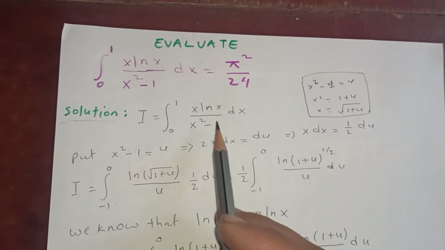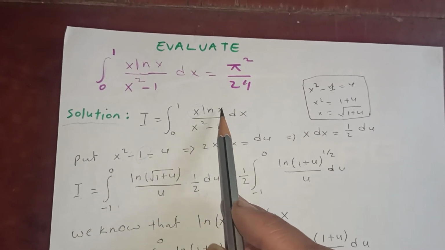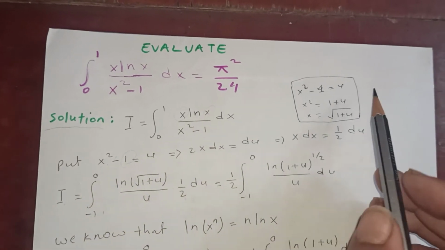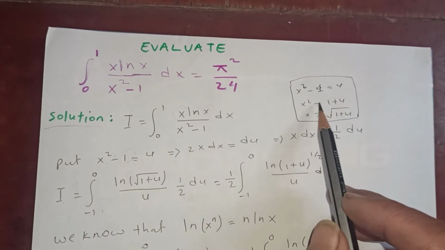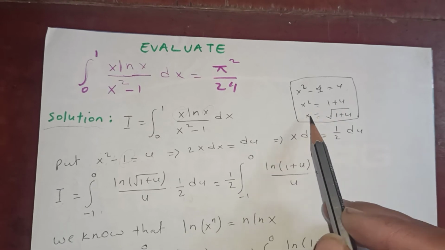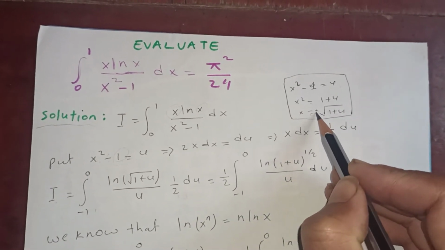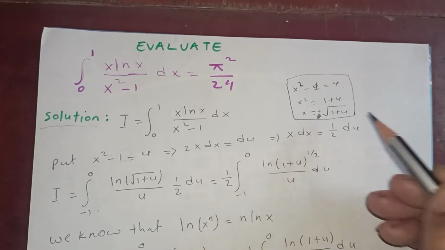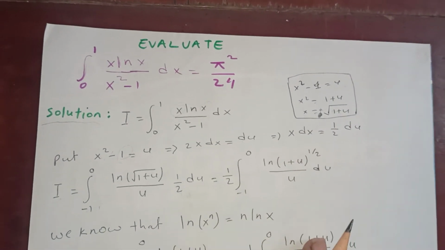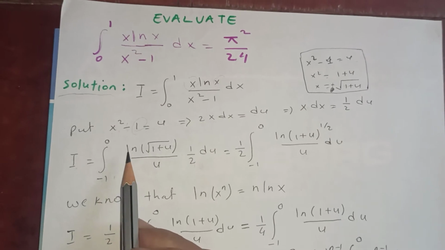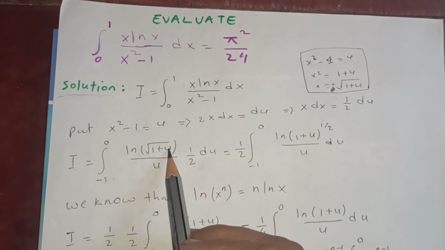Now log of x: let's find out x here. x squared minus 1 equals u, right? x squared equals 1 plus u. x is the square root of 1 plus u. Actually this will be plus or minus, but we neglect the minus. So x is the square root of 1 plus u. Therefore log x is log of the square root of 1 plus u.